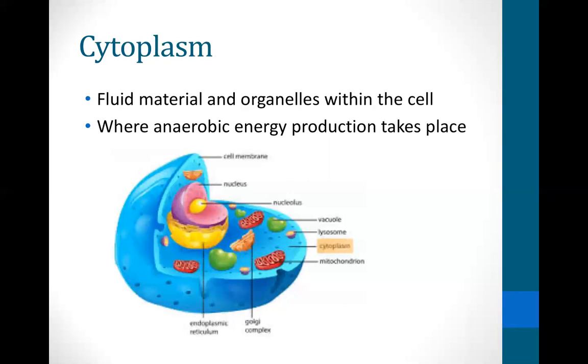Cytoplasm. Cytoplasm is the fluid material and organelles within the cell. It does not include the nucleus. A little bit of energy metabolism can be produced here. So a small amount of energy can be produced by the cytoplasm. And this is actually called anaerobic metabolism. So this is where energy can be produced in the absence of oxygen.